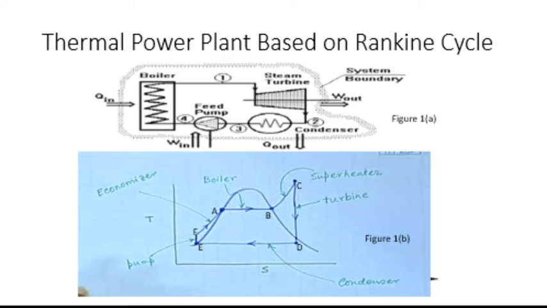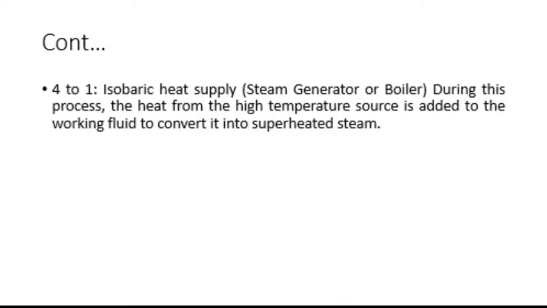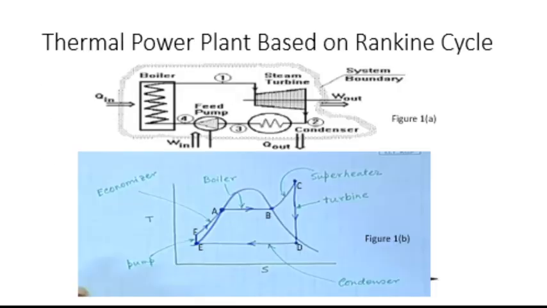Okay, and after the feed pump, the fluid will be fed back into the boiler. That is the 4 to 1 path. So going to the next slide, the 4 to 1 path will be the isobaric heat supply, in the steam generator or boiler. During this process, the heat from the high temperature source is added to the working fluid to convert it into superheated steam.